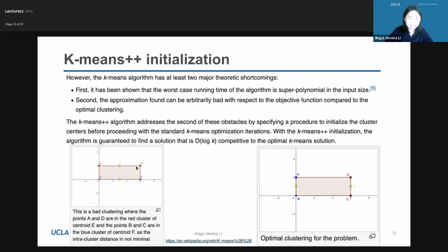You see that A and D are in one red cluster, B and C in one blue cluster. But clearly here, the within cluster differences are bigger than the between cluster differences, which is not desirable. On the other hand, on the right, this is the global optimum, A and B in one blue cluster, C and D in one red cluster. Here the between cluster distance is large, within cluster distance is small. So when we say K-means++, we want to choose an initialization that will help us better recover the right one instead of the left one.